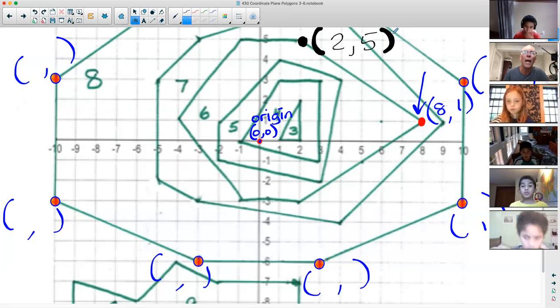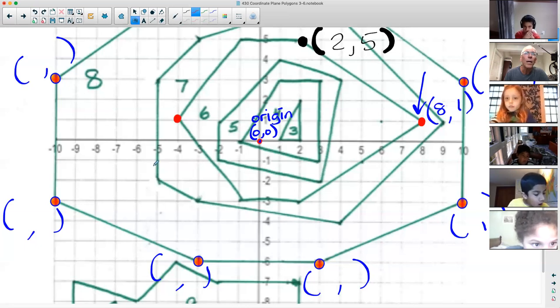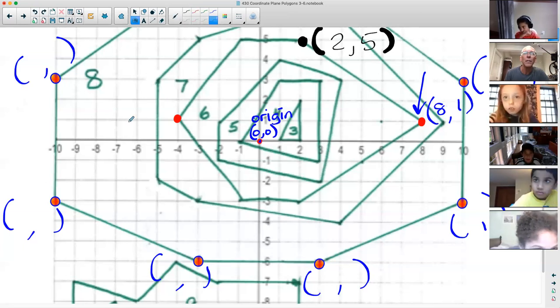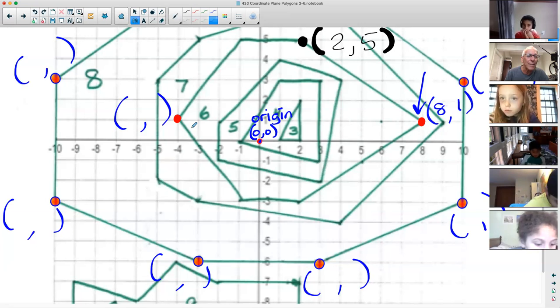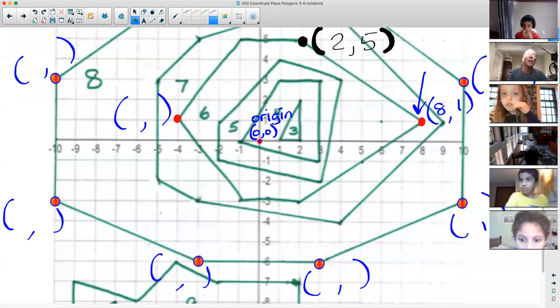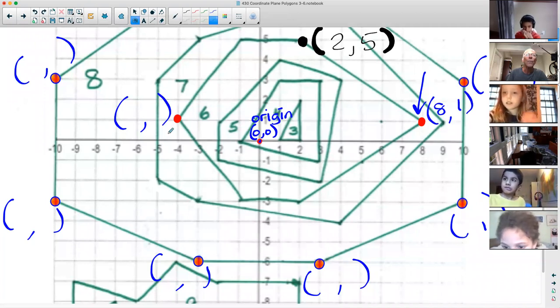Now for the big challenge. Are you guys ready? The first big challenge is in red. And you guys need to be thinking out of the box. So you need to be thinking about positive and negative numbers. And please send me a chat with the coordinates of that point.